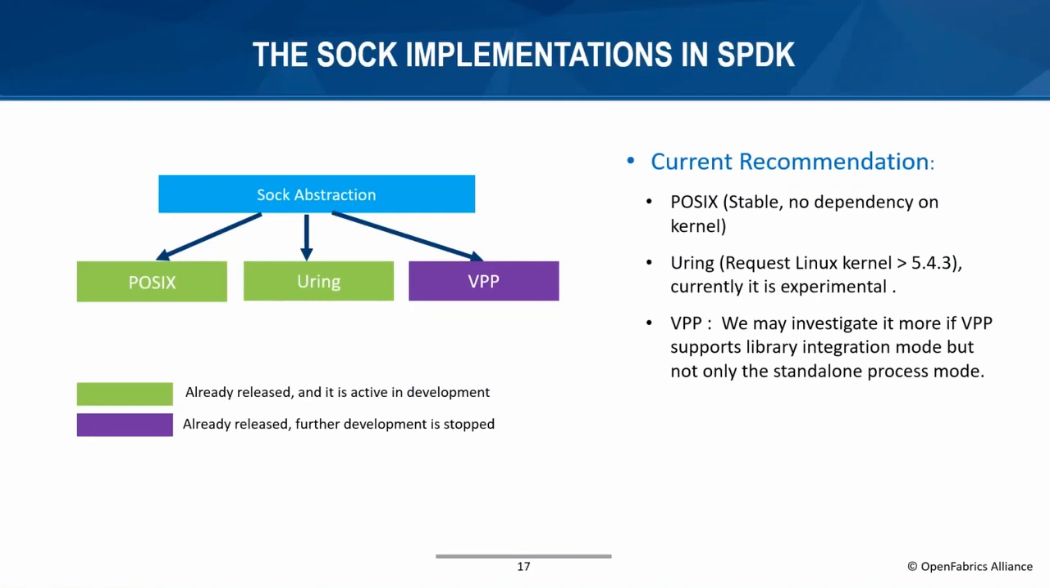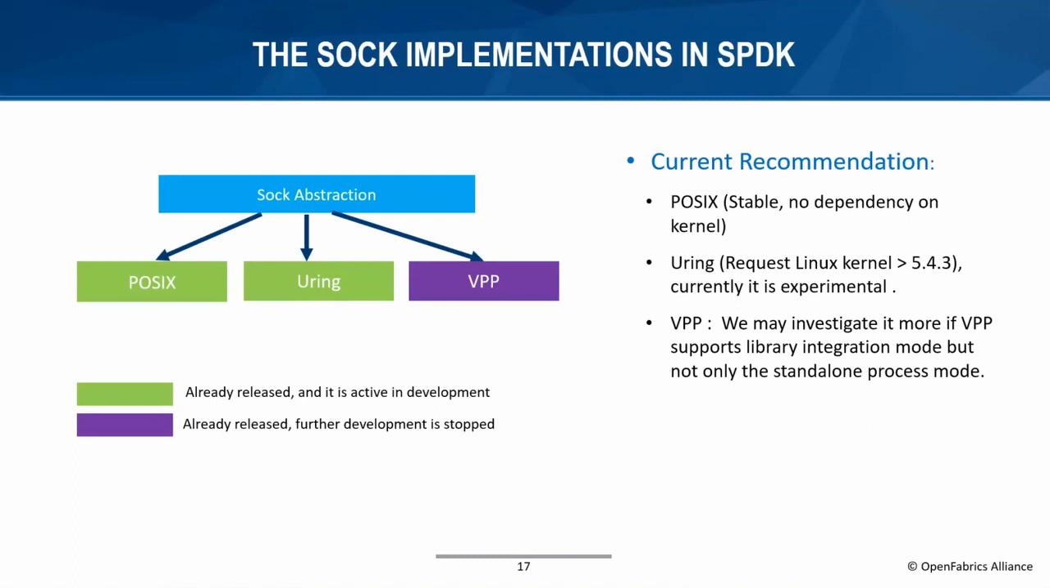This page is just the information I mentioned before. Here I want to emphasize it. For SPDK's current design, especially for the TCP transport, we will focus on optimizing the TCP transport with the kernel TCP IP stack with two solutions, POSIX and URING. Firstly, we recommend the POSIX implementation since it is very stable and there are no requirements on the kernel.